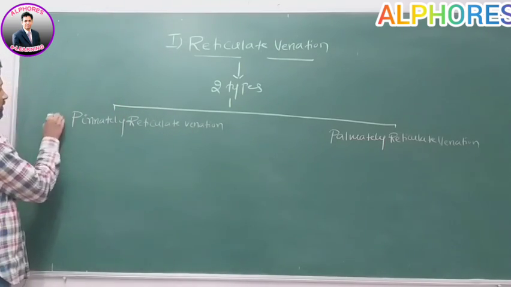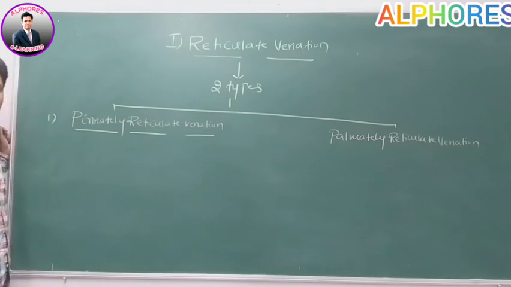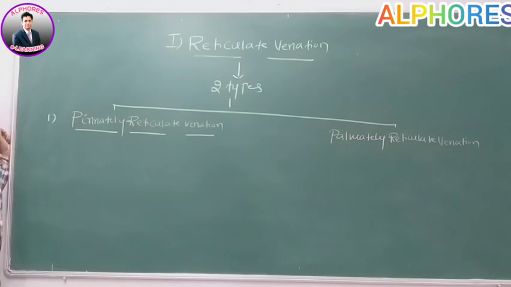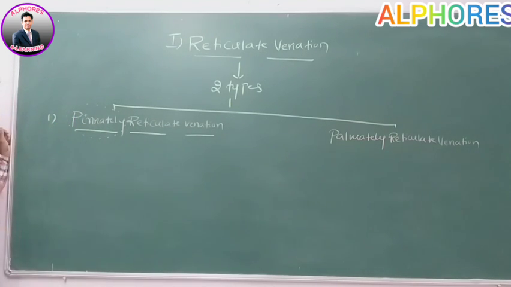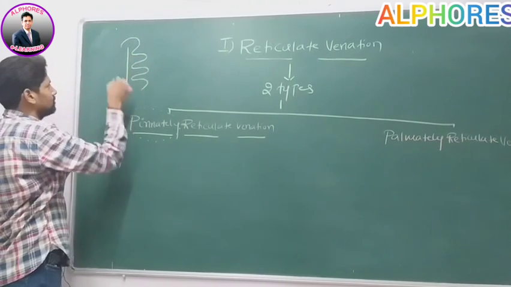Go for the first one, pinnately reticulate venation. Remember carefully. In venation, wherever you get the word pinnately, it means only one midrib is present. How many midribs are present? Only one midrib is present. And the lamina is unlobed. What is the meaning of lobed? Lobed means it is with lobes.